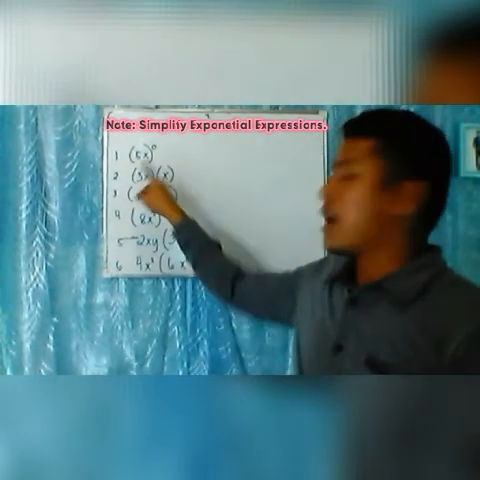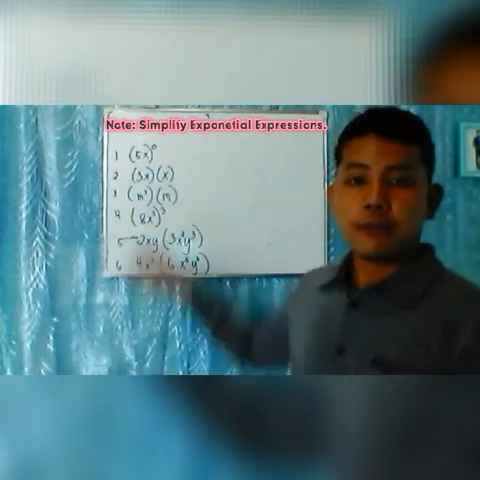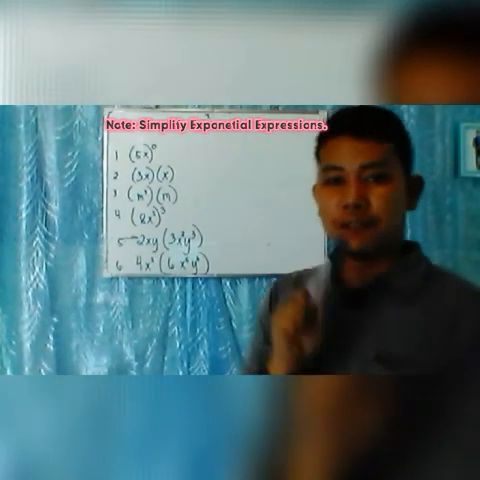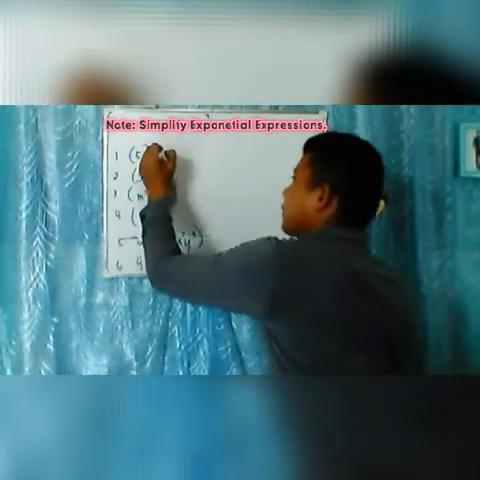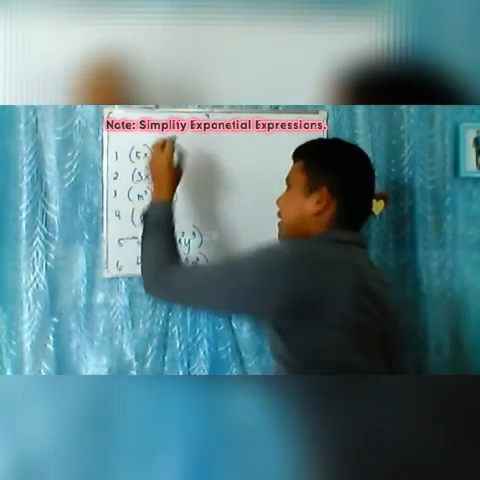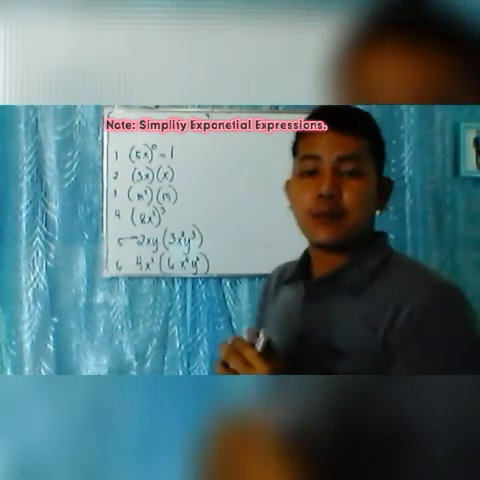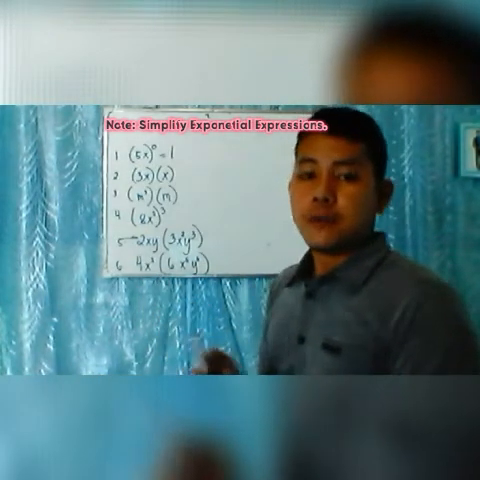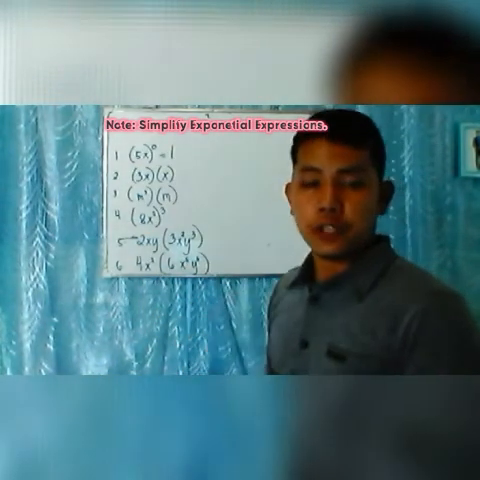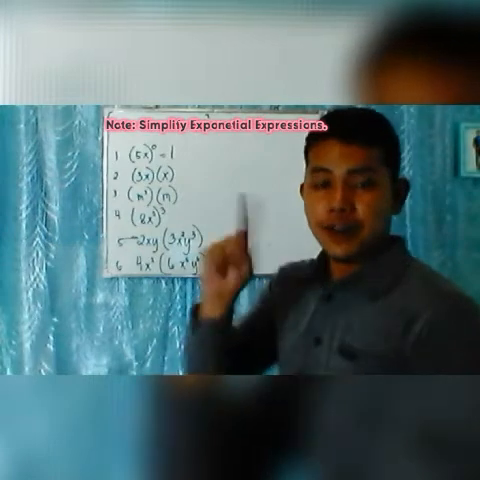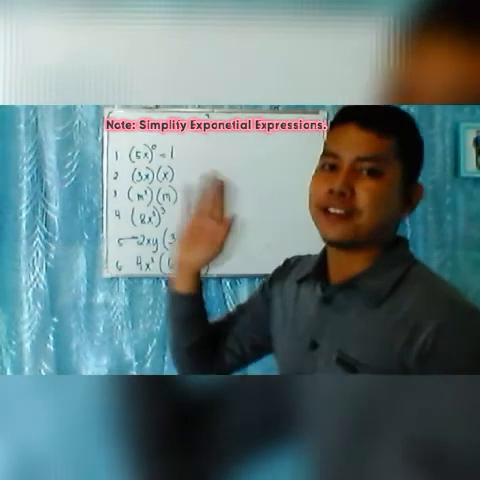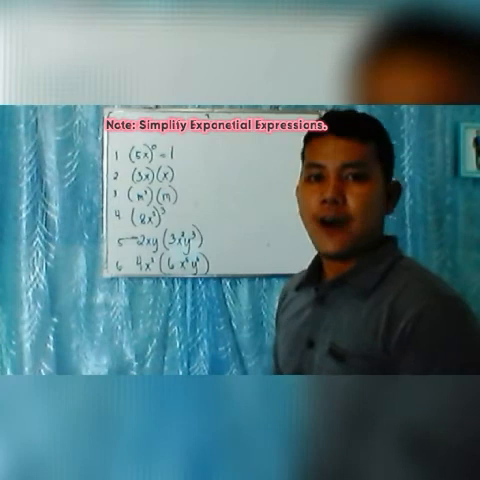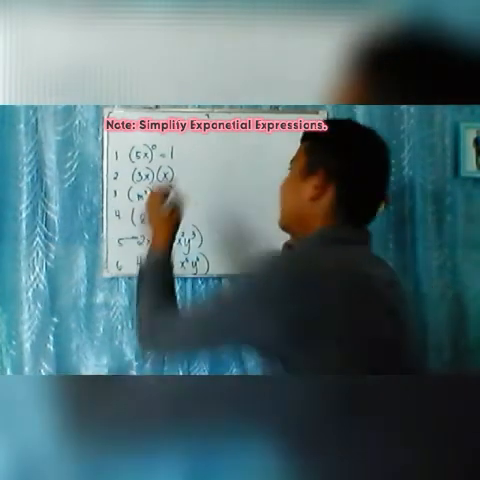So for number 1, 5x raised to the power of 0 is, what do you think is the answer? Yes, very good. It's 1. So earlier we discussed already the rules of the exponent. So any number raised to the power of 0 is equal to 1. So who got the correct answer? Yes, very good. So number 2, what is your answer? Okay, let us check if that is correct.